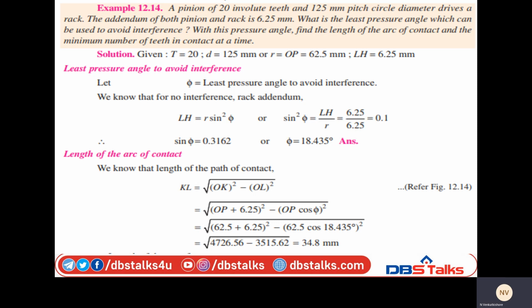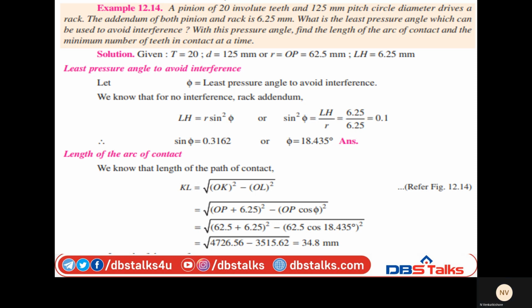Small d is equal to 125 mm, that is the pitch circle diameter, and the addendum of both pinion and rack is equal to 6.25 mm, and the least pressure angle is to be found out, that is the phi value we need to find out.